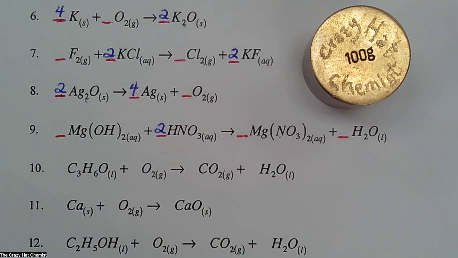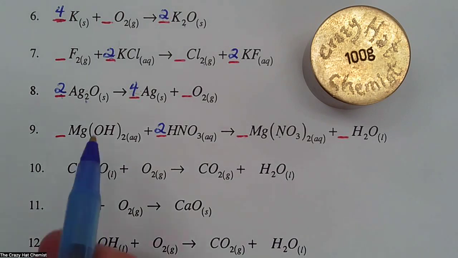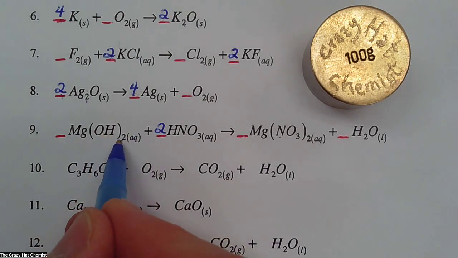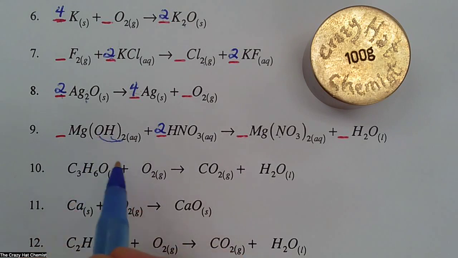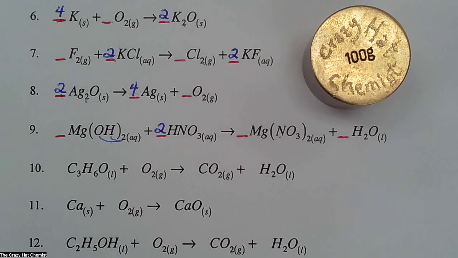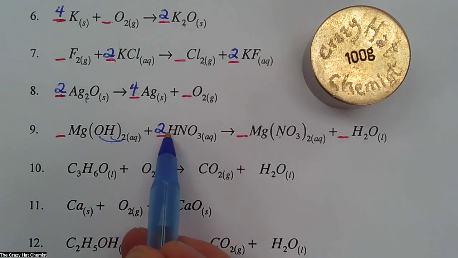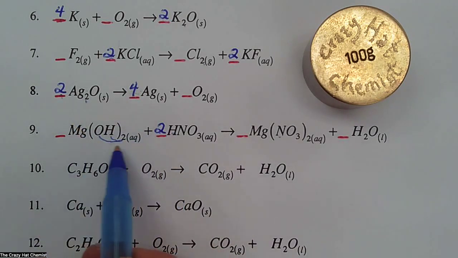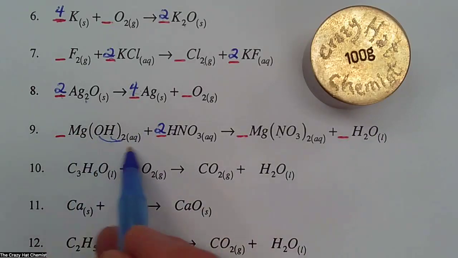Now I'm going to look at the hydrogens and the oxygens. Right here, this 2 distributes amongst the O and the H. So there are 2 oxygens and 2 hydrogens. And right here, there are 2 hydrogens. So that's a total of 4 hydrogens. And that's on the reactant side.